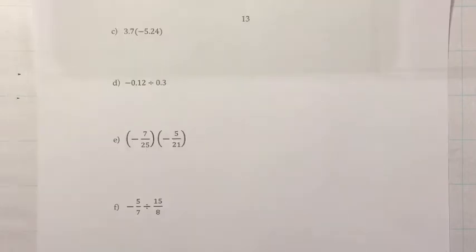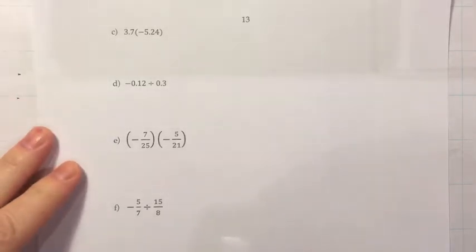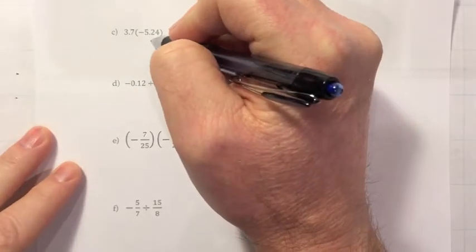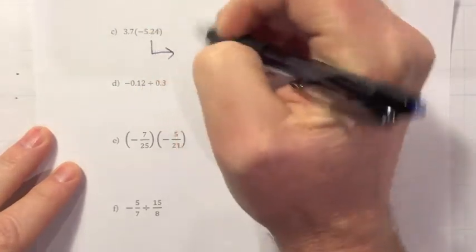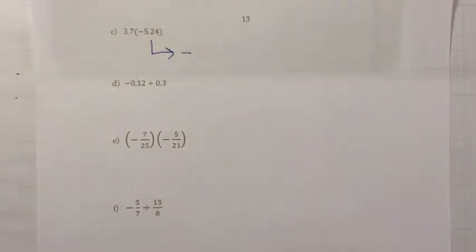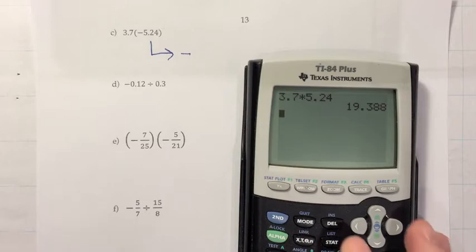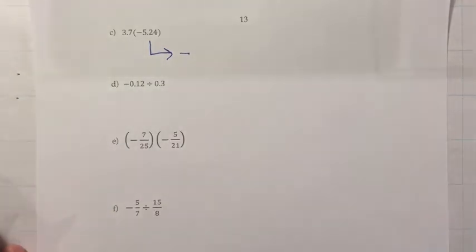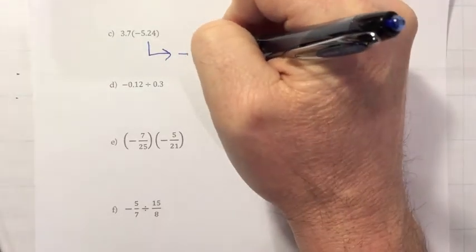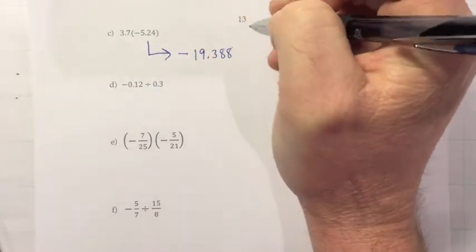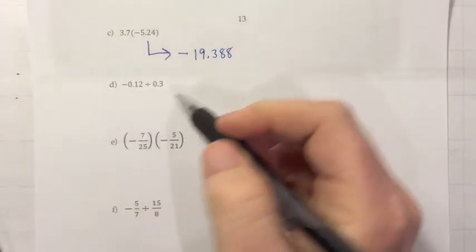So continuing on with some more examples, we have some decimals here. I would argue that as soon as you see decimals, that is permission for you to go ahead and use your calculator. So I'm going to think about the sign rules on my own, though. A positive times a negative should be a negative. And then I just want to know, what is 3.7 times 5.24? I've thought about the sign rule myself. A positive times a negative is a negative. Now I'm just using the calculator to sort out what would be a somewhat messy decimal multiplication. So 19.388.